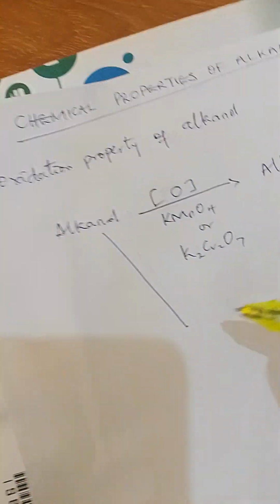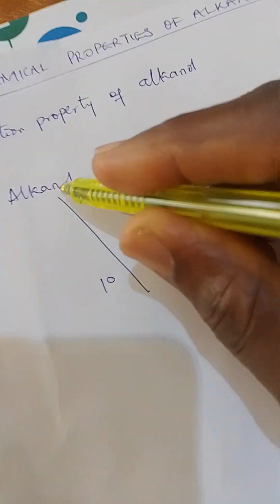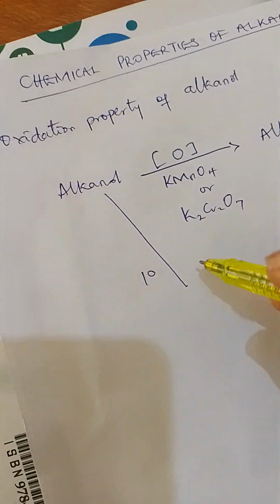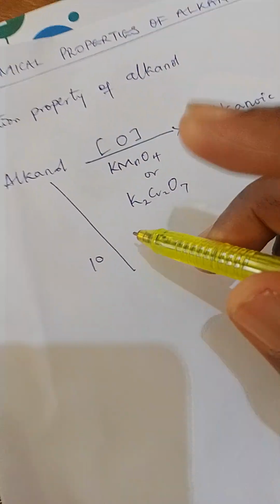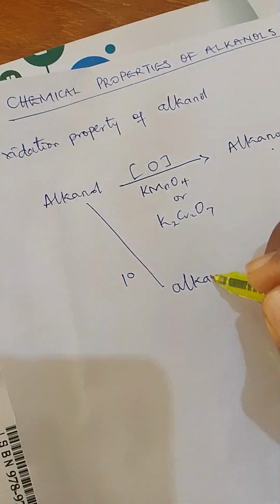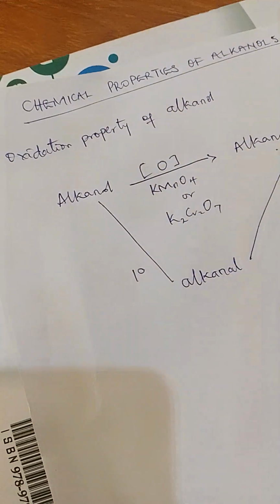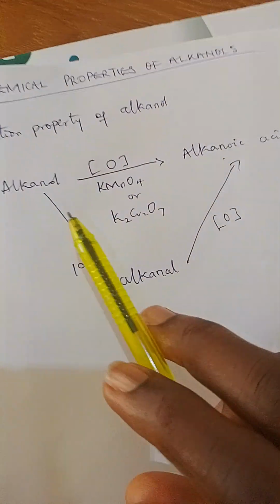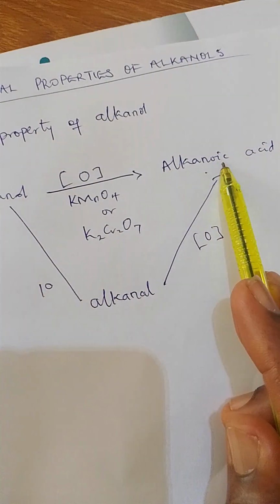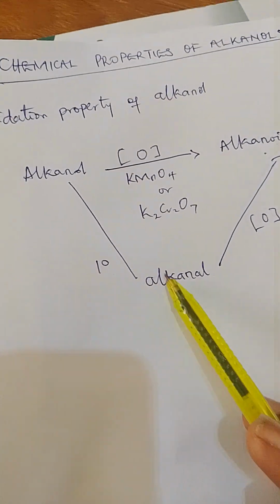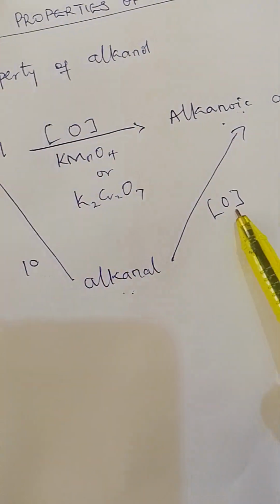Alright, but if we have a primary alkanol undergoing partial oxidation, not complete, it will oxidize partially to what is called alkanal, and further oxidation will take it to alkanoic acid. Did you get that now? Complete oxidation of alkanol takes you to alkanoic acid. Partial oxidation of primary alkanol will result in alkanal, and further oxidation will result in alkanoic acid.